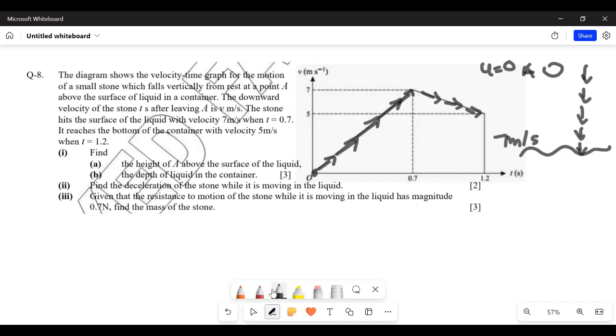The downward velocity of the stone t seconds after leaving A is v. The stone hits the surface of the liquid with velocity 7 meters per second at time 0.7. This time is shown when it hits the water. It reaches the bottom of the container when the velocity is 5 at time 1.2. So yes, when it reaches the bottom, its speed is now 5 meters per second, and the time is shown on the graph. Okay, find the height of A above the surface of the liquid. So you need this height.